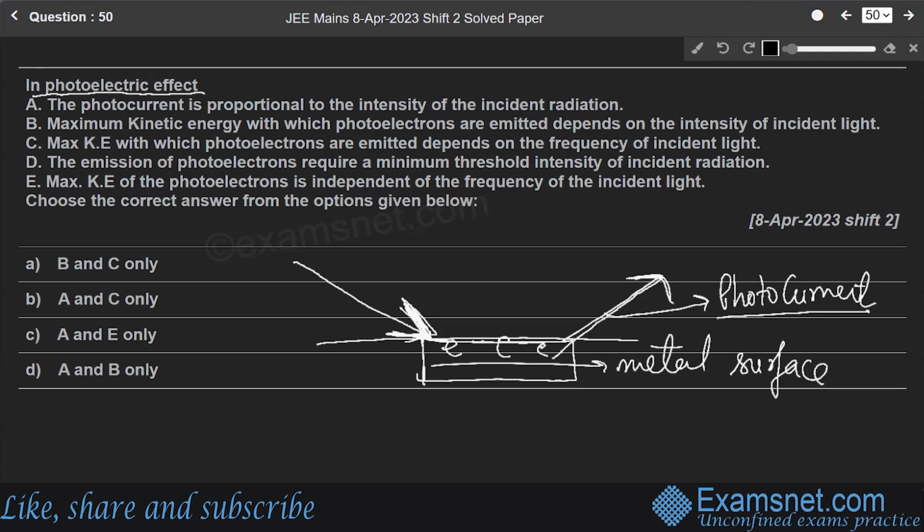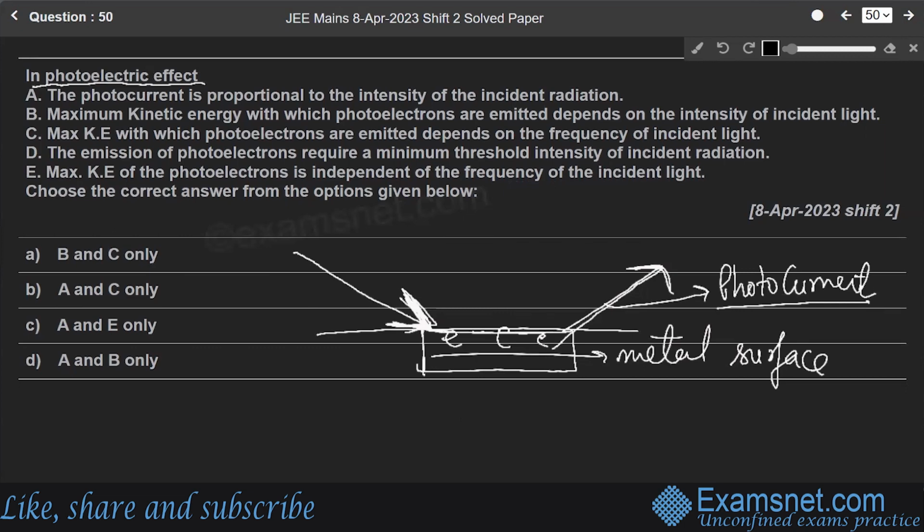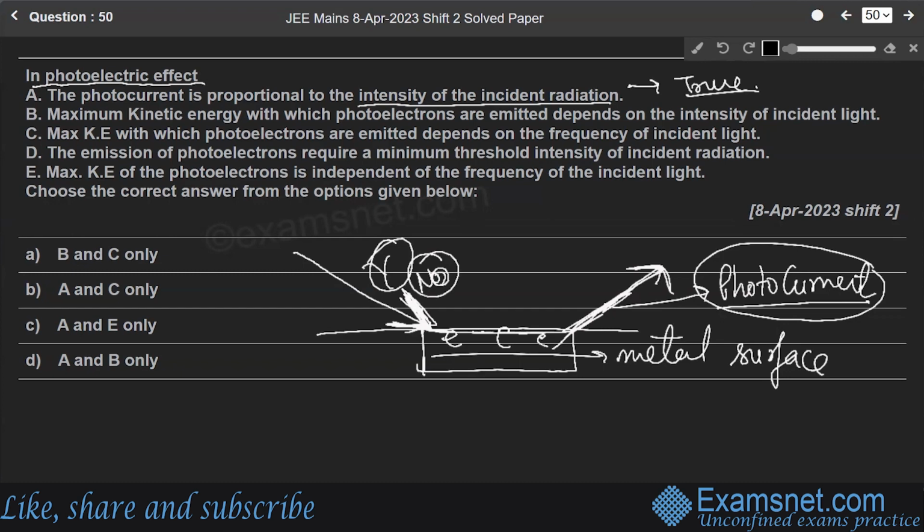Okay. Now, statement A says that the photocurrent is proportional to the intensity of the incident radiation. This is very true. The photocurrent, the current that is produced due to the ejection of these electrons, is directly proportional to the intensity of the incident photons. Intensity means the number of photons. So more photons means more intensity, and more intensity means more ejection of electrons, which means more photocurrent. Got it?